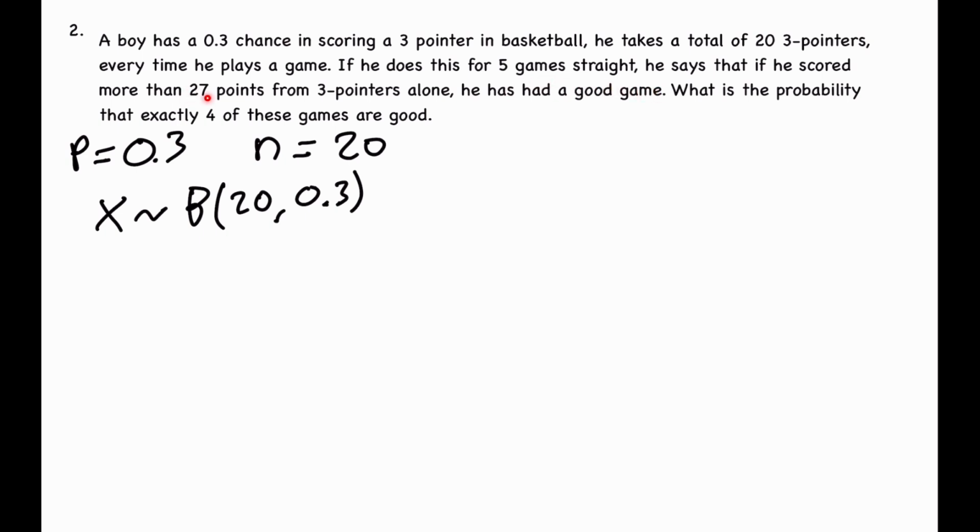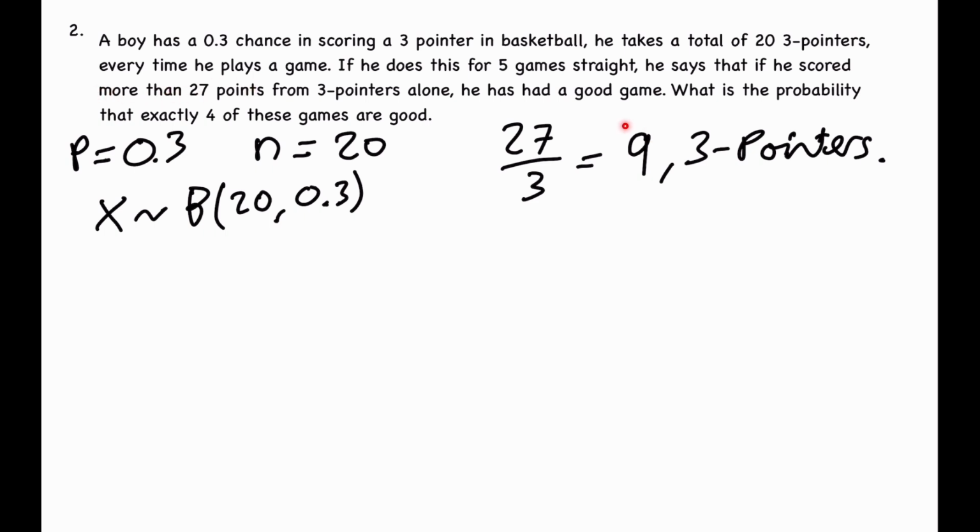So 27 points, how many 3-pointers is that? So we'll have to do 27 divided by 3, which is equal to 9 3-pointers. And because he's scoring more than 27 points, we will try to find what the probability of X is greater than 9 is equal to.